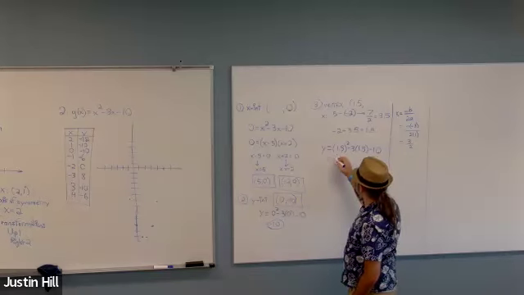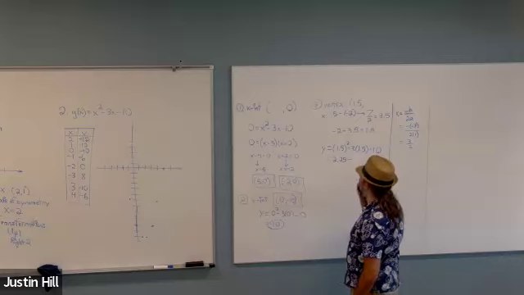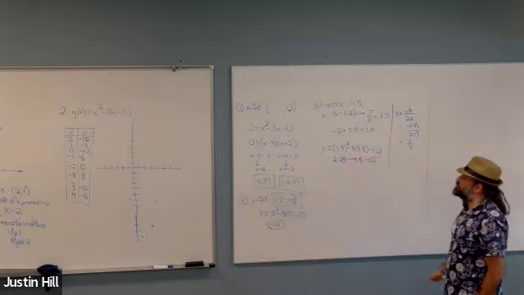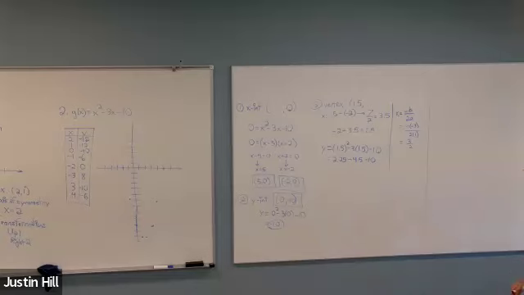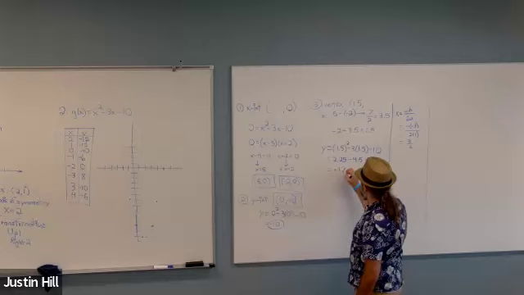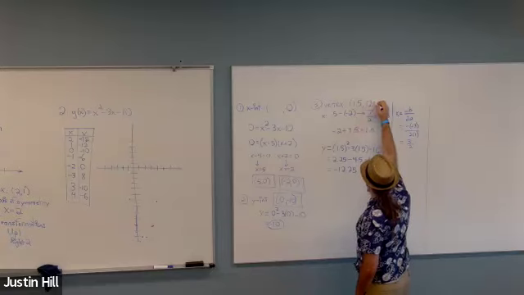I think it's lower than that, actually, because 1.5 squared should be 2.25. It should end up being 2.25 minus 1.5 minus 10. You'll end up getting negative 12.25. My vertex is (1.5, -12.25).